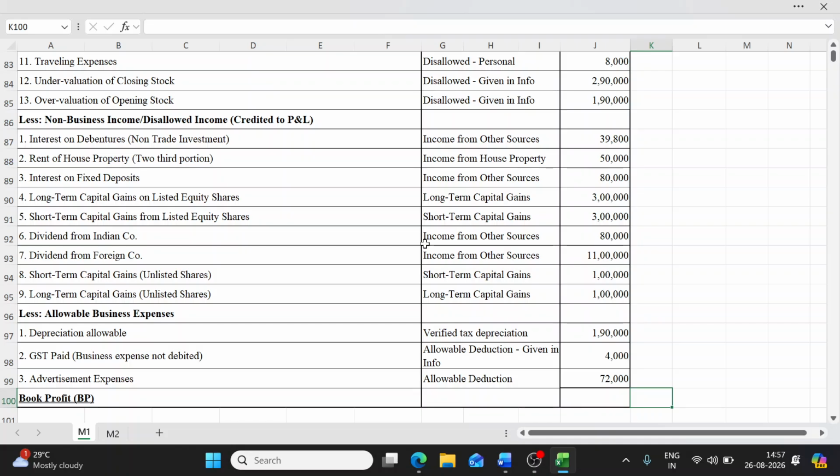So do the calculation and find out the book profit. I hope you have calculated it by pausing the video. Now the book profit is 1 crore 39 lakh 59,000. This is the pure business book profit of the partnership firm. Okay, but it is not a taxable income.